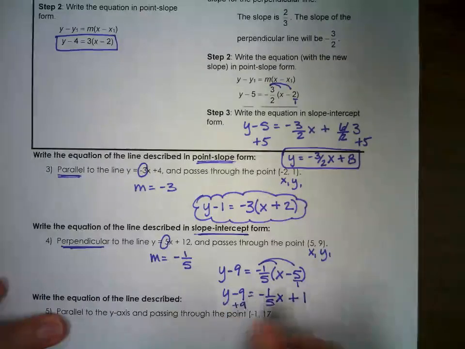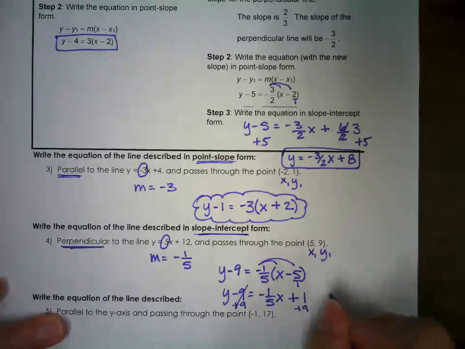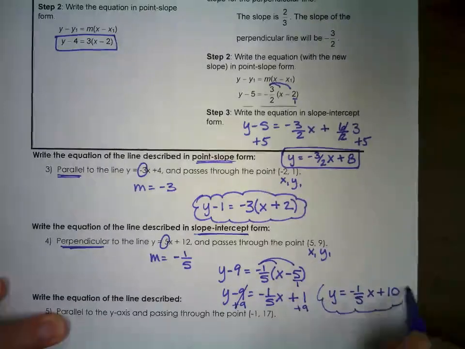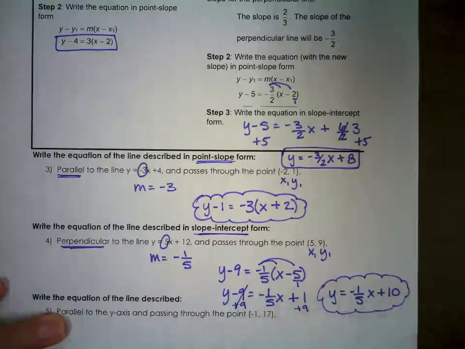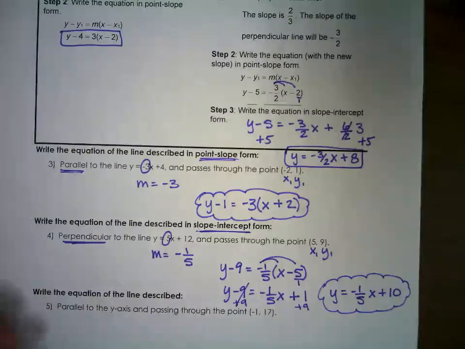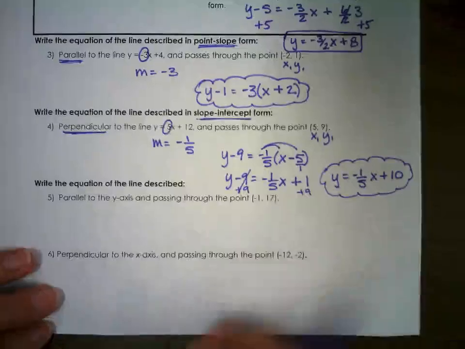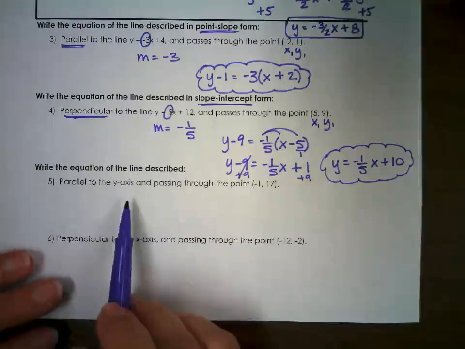And then I can add 9 to the other side so that I get it all on the same side of the equation. y equals negative 1/5 x plus 10. And there is my slope-intercept form. Slope-intercept, slope-y-intercept, right? Okay. Now, this is a little bit different because this one says parallel to the y-axis.